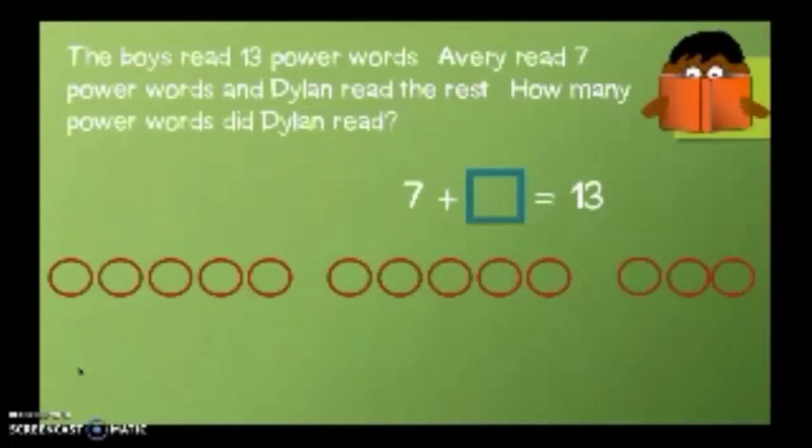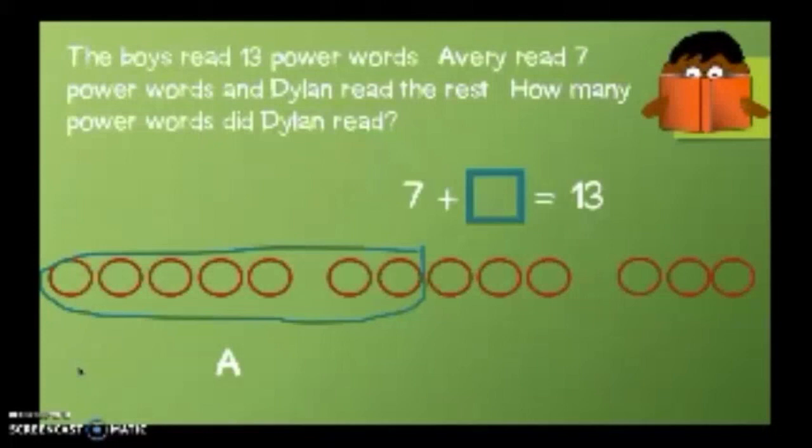All right, now I'm going to go ahead and show you what I did to model my process of Avery reading 7. First, I circled 7, and then I labeled it Avery. Then that tells me that all the pieces left over Dylan must have read. So I'm going to circle those, and then I'm going to put a D there for Dylan. What did you put for your labels? Oh, good. I'm glad we match.